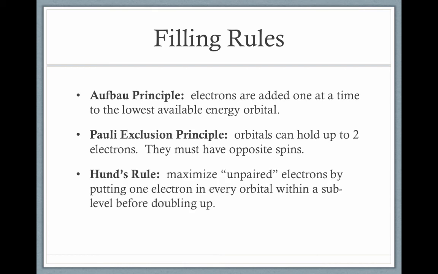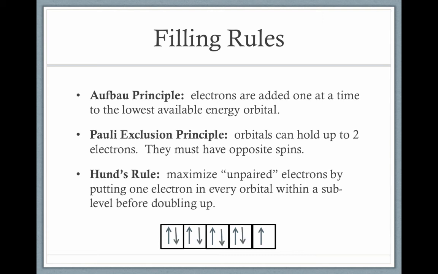And finally, there's Hund's rule. Hund's rule tells us that we must maximize unpaired electrons by putting 1 electron in each orbital within a sublevel before doubling any up. For instance, here's a sublevel with 5 orbitals. Since it's a sublevel with 5 orbitals, it must be a d sublevel. If we're filling this sublevel, we first must put 1 electron with the same spin in each orbital of this sublevel before putting 2 in any orbital.